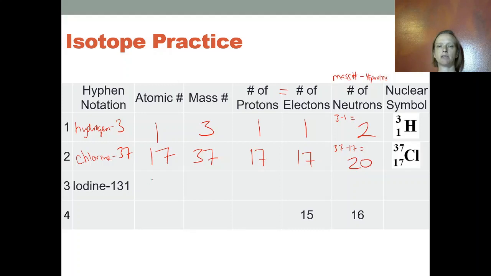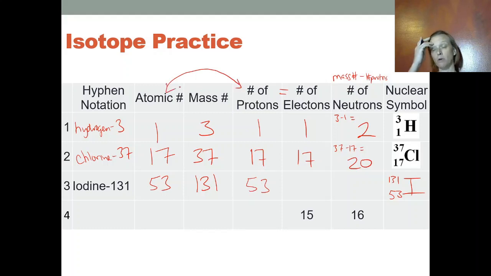The next example is iodine 131. I know 131 must be my mass number. And I need to look up iodine on my periodic table to see that the symbol is I. And on my periodic table, I see that the atomic number is 53. So that's the number that I put down below. And I write down that my atomic number is 53. And that's also my number of protons, 53. So notice the atomic number is always the same as the number of protons.